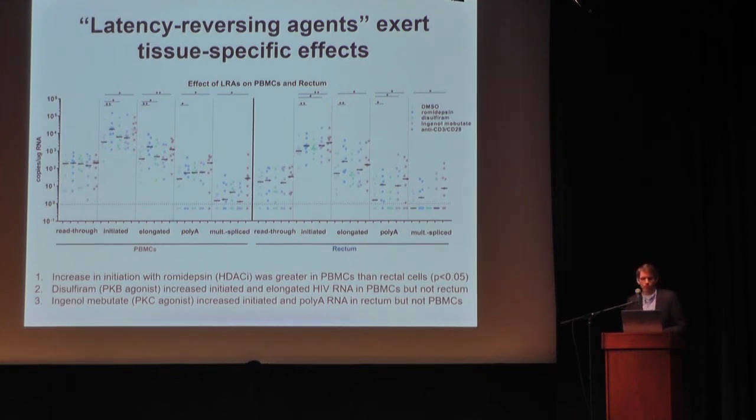And so this is some unpublished data. Basically what we did is we took blood cells, PBMCs, as well as total dissociated gut cells from ART-suppressed patients. We incubated at least 5 million for a day with either DMSO as our negative control in gray, or anti-CD3/CD28 as our positive control in red, or different latency reversing agents and ARVs. And we looked to see to what extent these LRAs induced HIV transcription in the blood and gut.